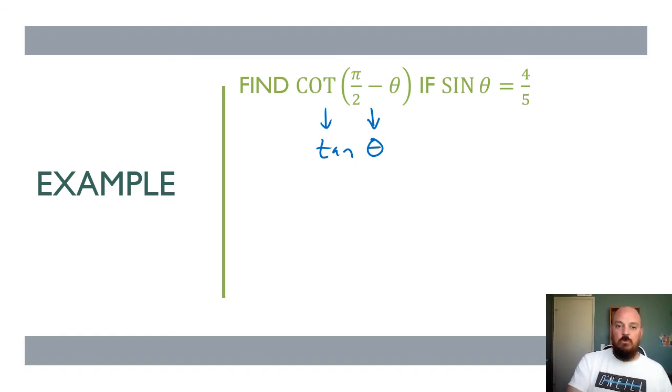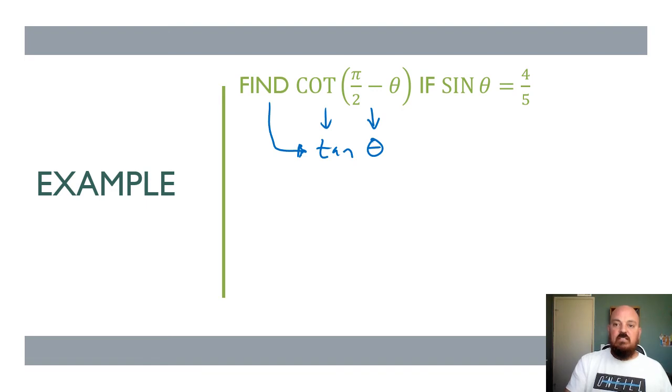So now realize this question is not asking you to find cotangent of pi. I mean, it is, but an easier way to think of this question, instead of trying to find cotangent of pi over 2 minus theta, is to just find tangent of theta. So now the question says, if sine theta equals 4/5, we're still going to use that part. What is tangent theta? So let's do that part.